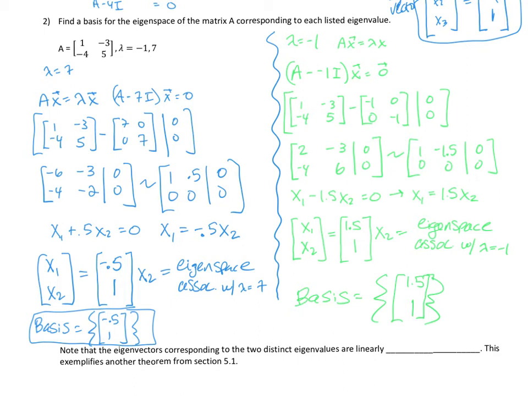Okay, so notice that the eigenvectors corresponding to the two distinct eigenvalues, meaning this eigenvector and this eigenvector. So I had two eigenvalues that produced different eigenvectors, and those two vectors, because one is not a multiple of the other, they are linearly independent. This exemplifies a theorem from 5.1 that says if you have distinct eigenvalues, different eigenvalues like -1 and 7, then they will produce linearly independent eigenvectors.